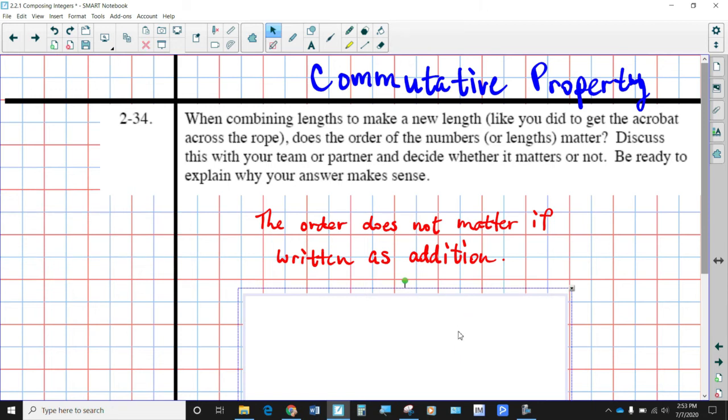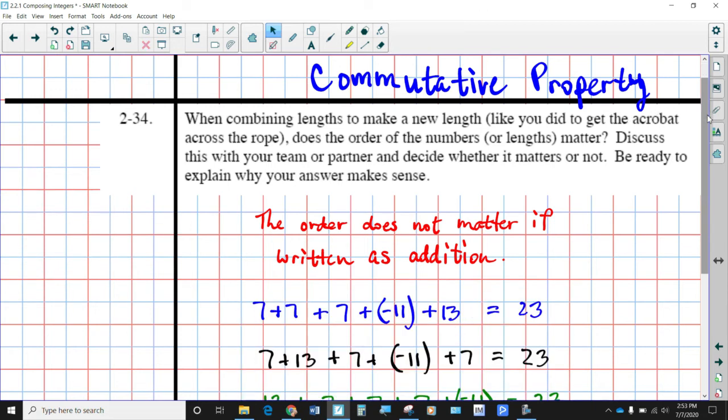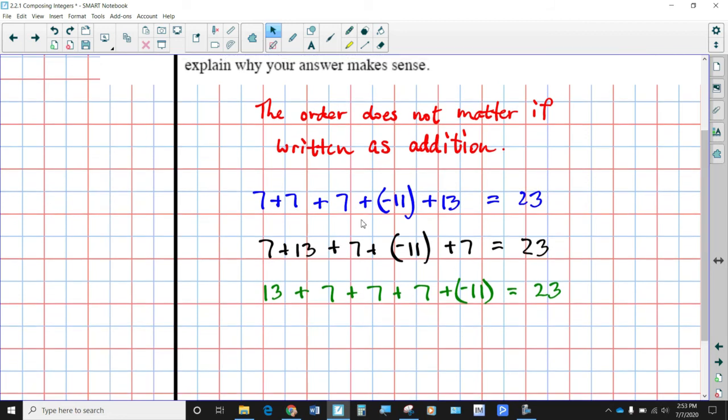So if we take a couple of examples, if I rearrange the order of these numbers to get 23, 7 plus 7 plus 7 plus negative 11 plus 13 gives us 23. But if I rearrange some of these numbers, I still have 3 7s, I still have the positive 13, and I still have the negative 11. It's still going to give you 23. It does not matter what order you add these together.